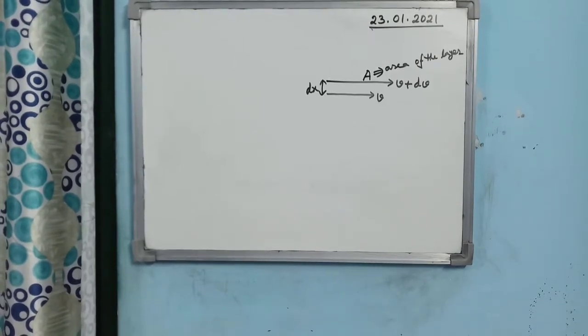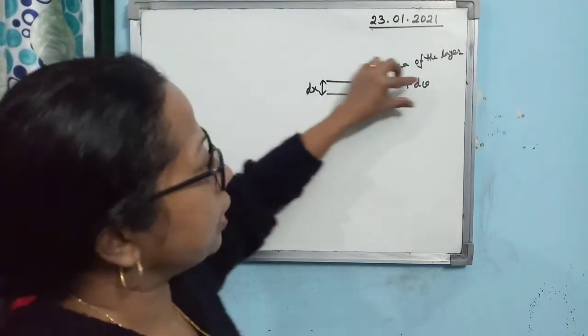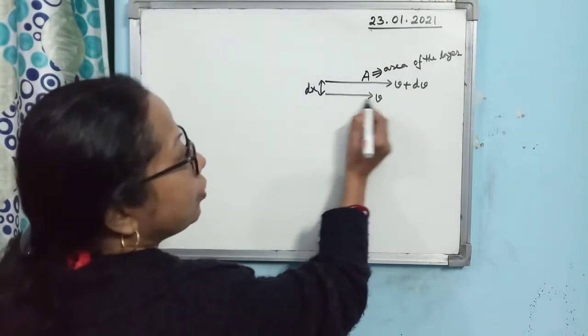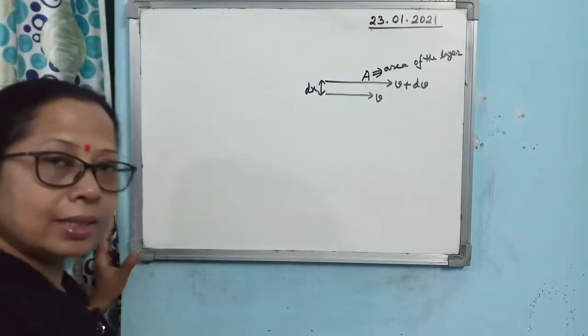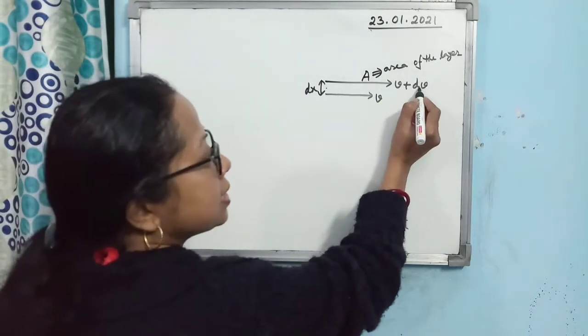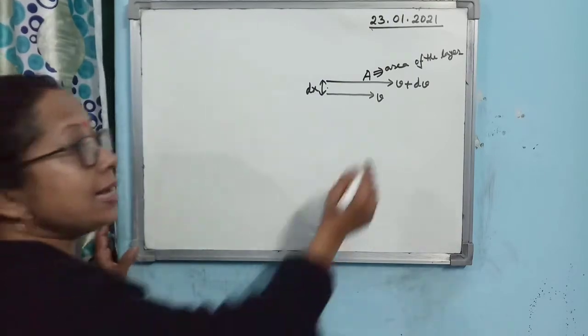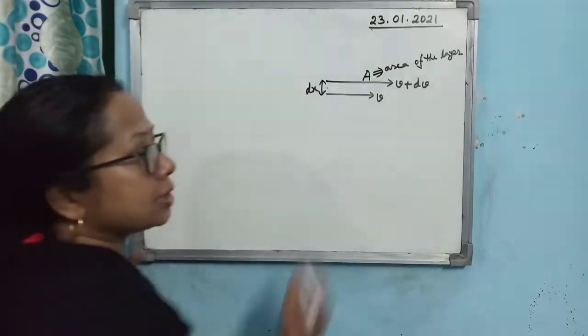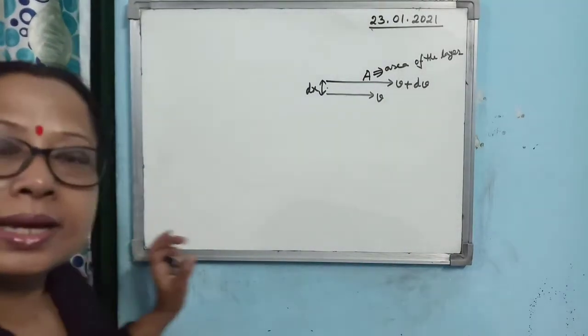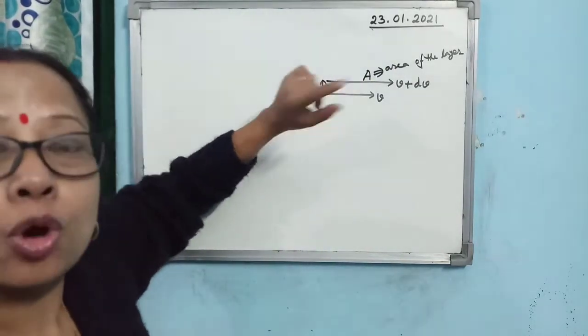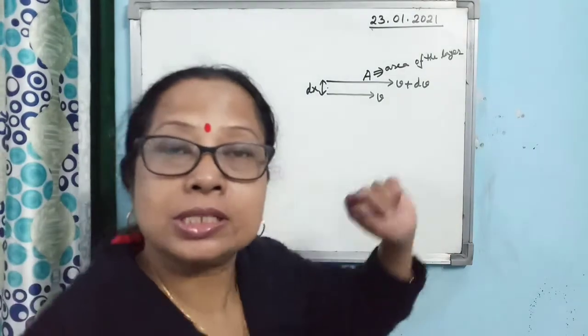Now coming to the concept of viscous force. If you consider two successive layers of liquid, then you will see that if V is the velocity of the liquid, the upper layer is V plus dV, and the lower layer has the velocity V. There is a decrease in the velocity. Why is there a decrease in the velocity? Because the motion of this layer is opposed by the viscous force.